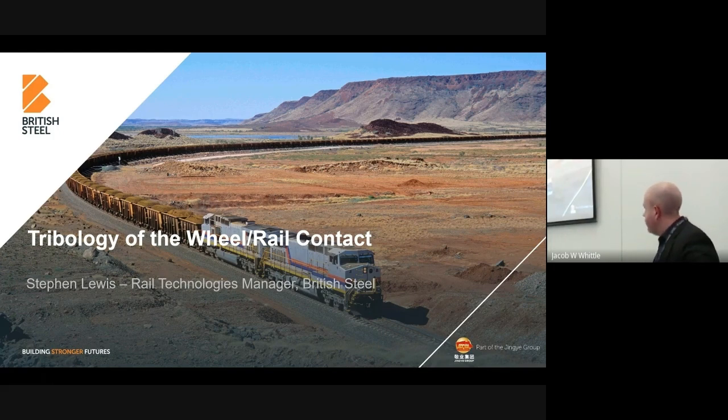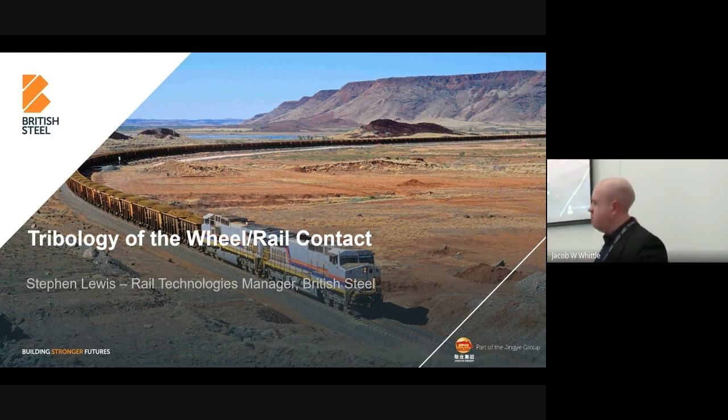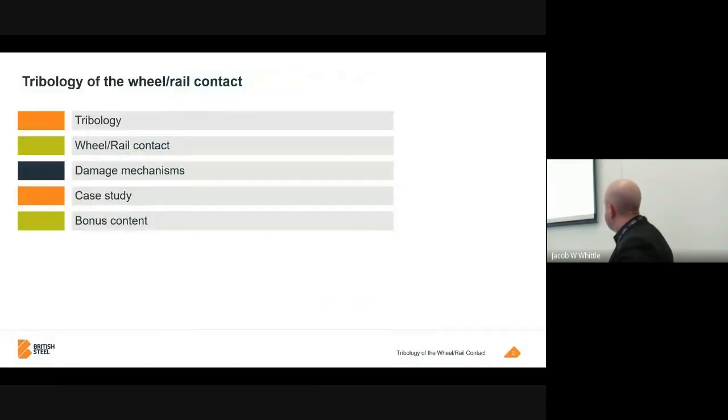So, without further ado, I've called this tribology of the wheel rail contact. I think there might have been a mix-up in the communication or something like that, because it's kind of tribology of the wheel rail contact. But anyway, let's go on.